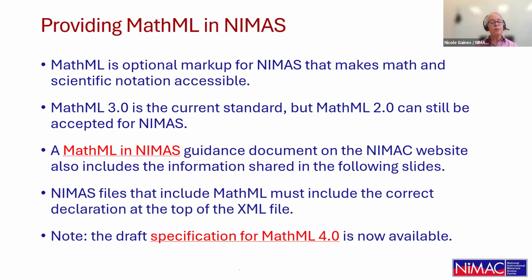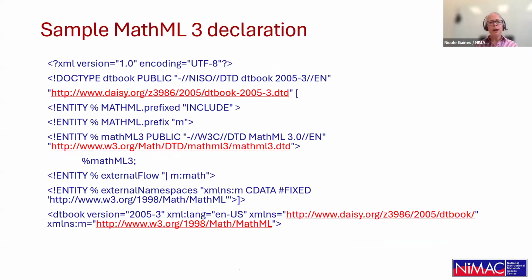Another thing I'll point out is that the MathML 4 specification is in draft. It was posted last month, and you are welcome to take a look at that if you're interested. Once that becomes a formal recommendation of the W3C, we will support that as well for NIMAS files. As a quick note, depending on whether you have MathML 3 or MathML 2, your declaration at the top of your XML will look a little different. We have examples of that in the MathML document that is available on our website.